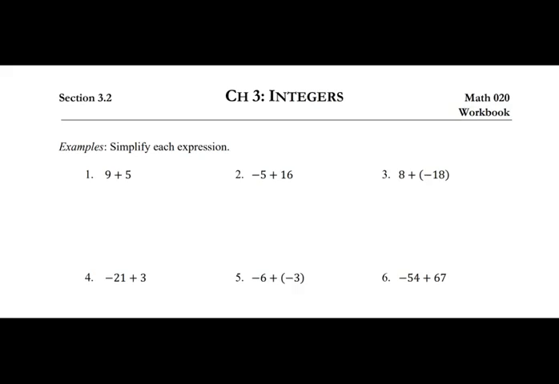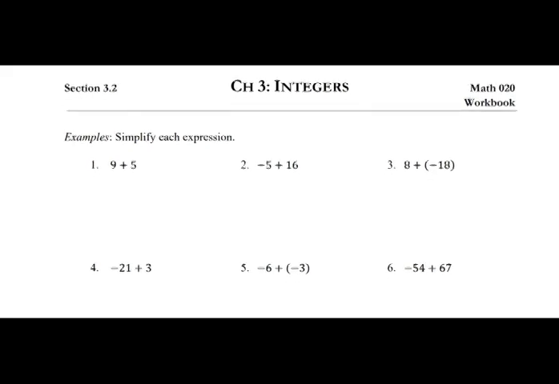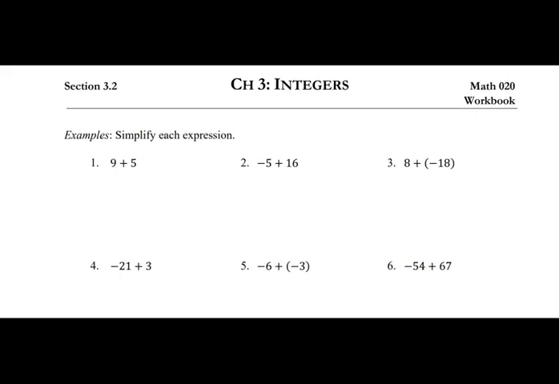So let's go ahead and do a couple of examples just to solidify this, to practice this new skill. You have 9 plus 5 in number one. 9 plus 5, both positive. So you have 14. The next example is negative 5 plus 16. So you have a negative number and you have a positive number.